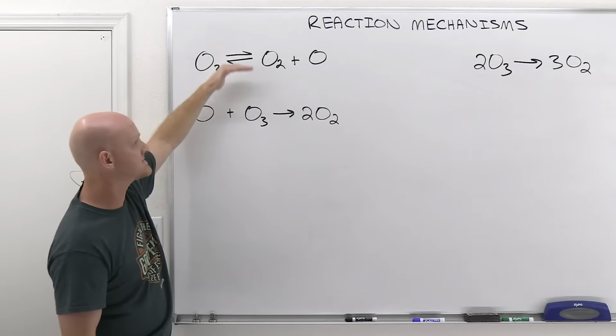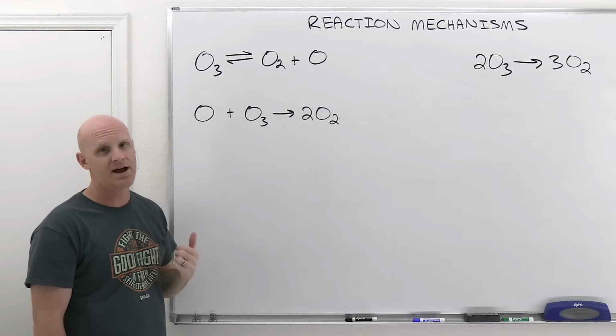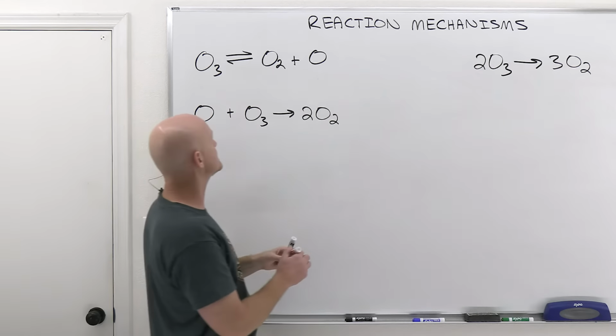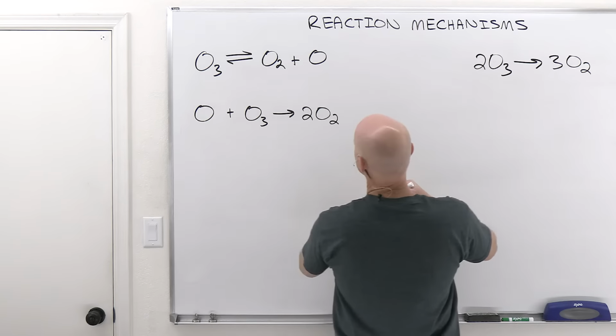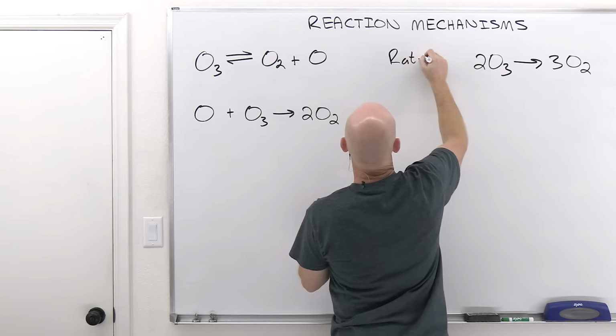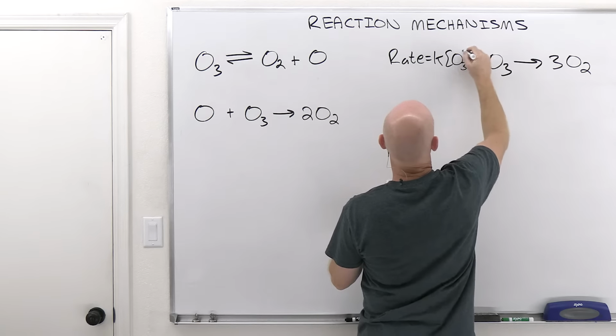In this case, this is a mechanism, a sequence of steps. Both of these have to be elementary reactions, and we could figure out both of their rate laws as a result. So if we take a look at this first one, the rate law here would be k times the concentration of O3.